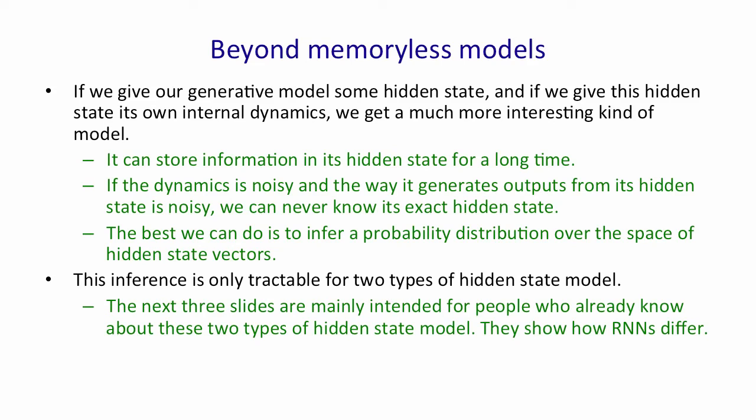The next 3 slides are mainly intended for people who already know about the 2 types of hidden state model I'm going to describe. The point of the slides is so that I make it clear how recurrent neural networks differ from those standard models. If you can't follow the details of the 2 standard models, don't worry too much. That's not the main point.